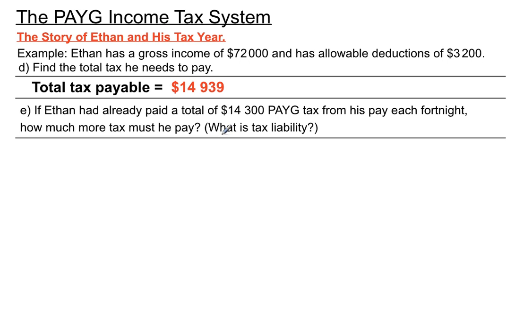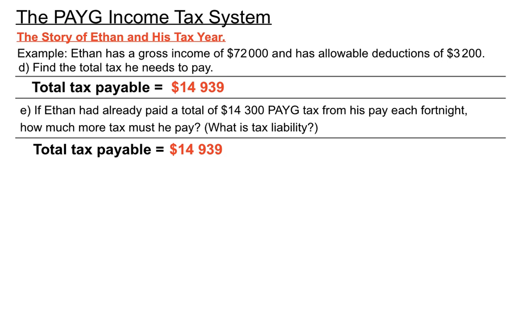Now I've put a translation in there. Some textbooks will say, what is his tax liability? Now a liability is like something that you owe. It's like an IOU to the tax department. So that's another way of saying he still owes the tax department something here. Because $14,300 has come out of his pay each fortnight, but have a look at how much he really should pay, and that's more than that, isn't it? $14,939 is his debt, really, or his liability.